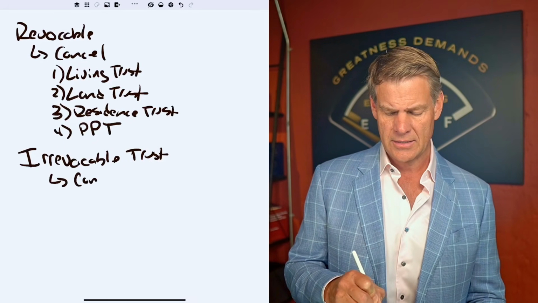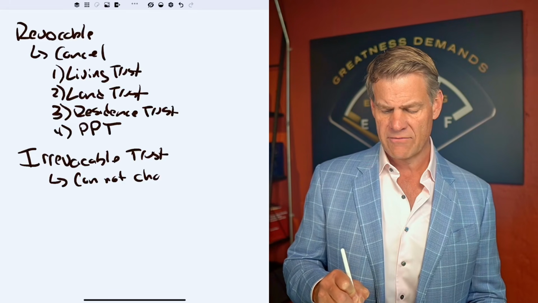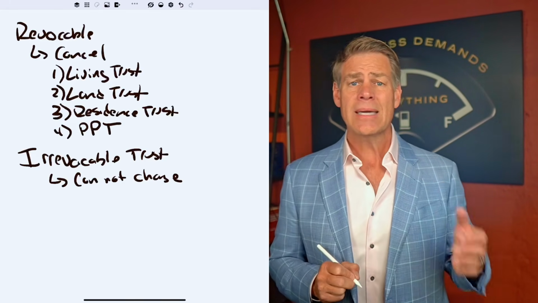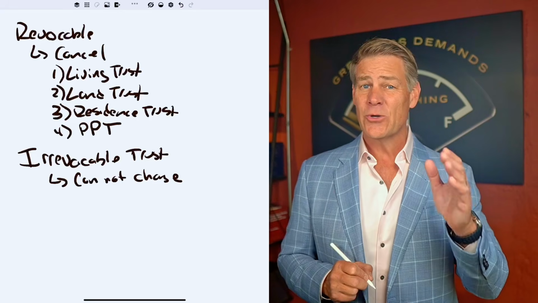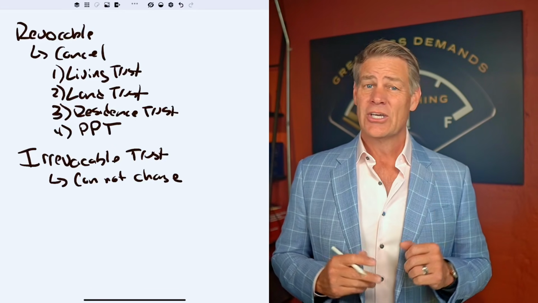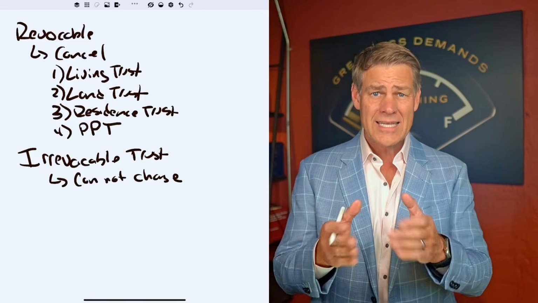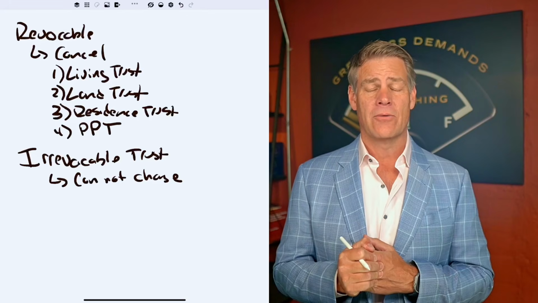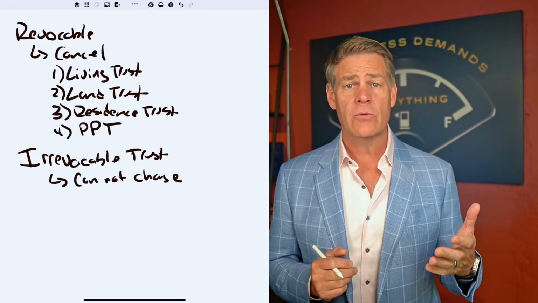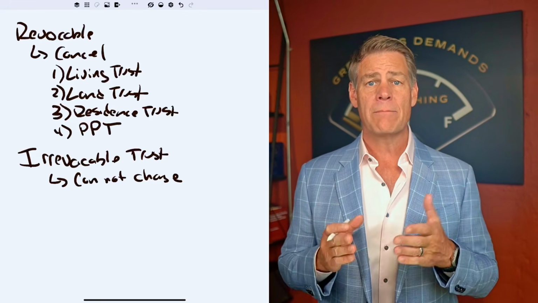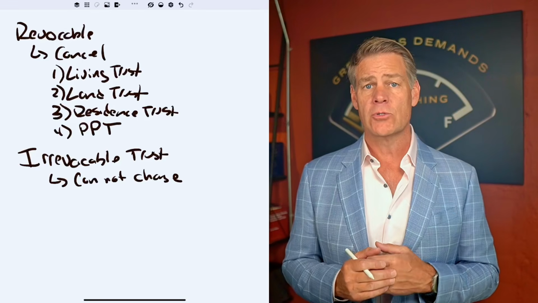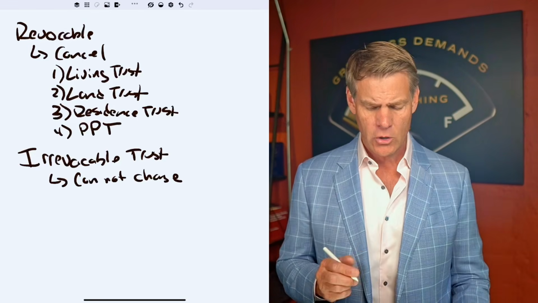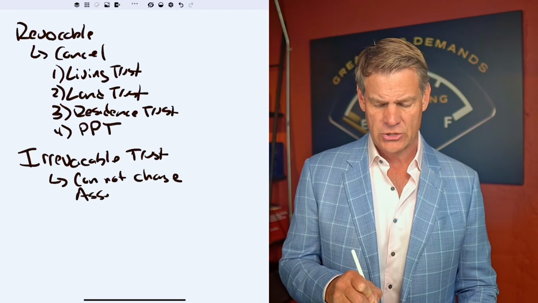You cannot change it after you've set it up. So you have to make damn sure whatever you're putting in there, and who's going to receive those assets, you're fine with it, because once that's set up, it's locked down. Now, when we set up irrevocable trusts, one of the benefits that comes from an irrevocable trust that does not come from a revocable trust is asset protection.